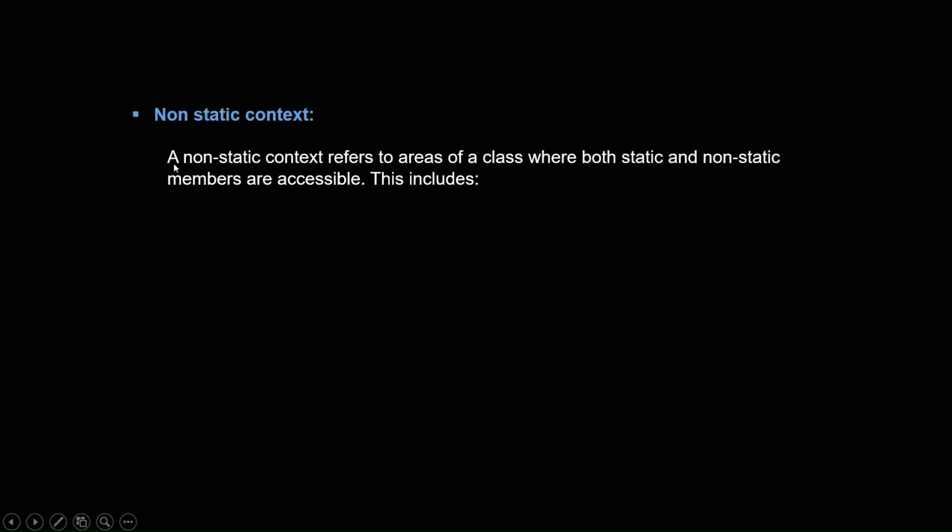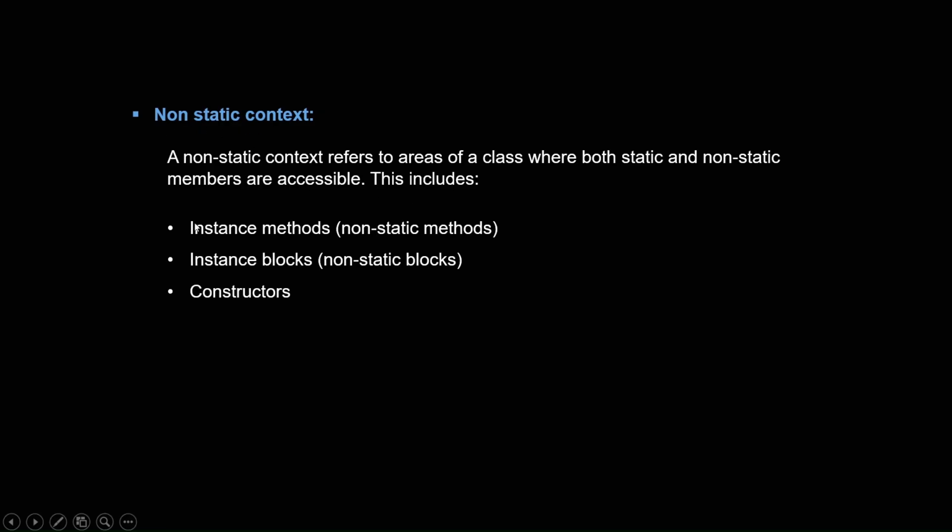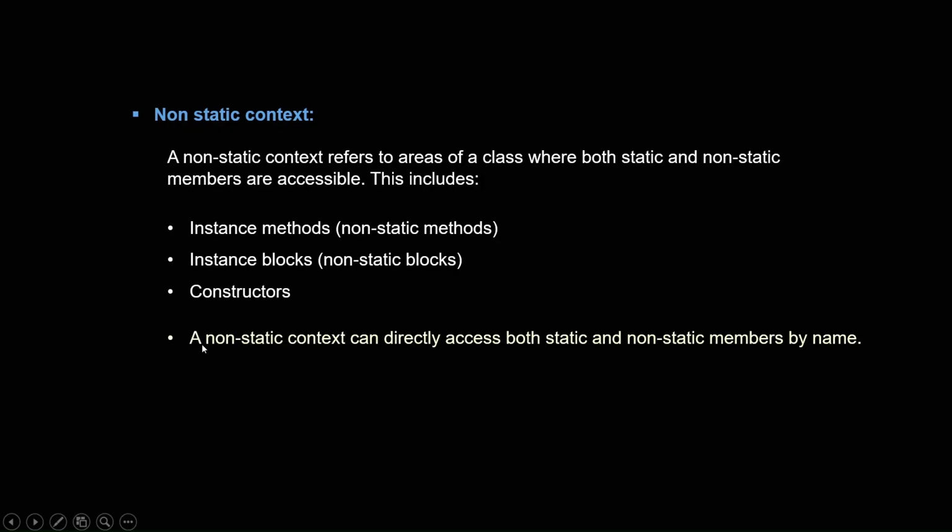So the next one is the non-static context. A non-static context refers to an area of a class where both static and non-static members are accessible. That is the beauty of the non-static context. This includes instance methods, instance blocks, and constructors. An instance method is also called a non-static method, and likewise a non-static block.